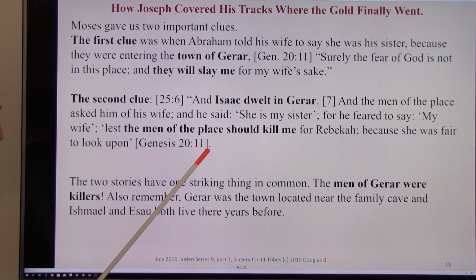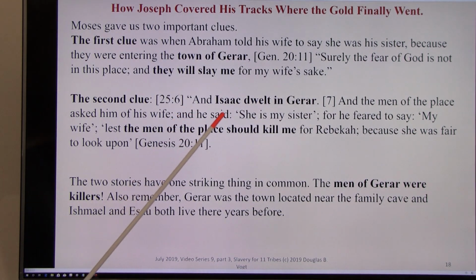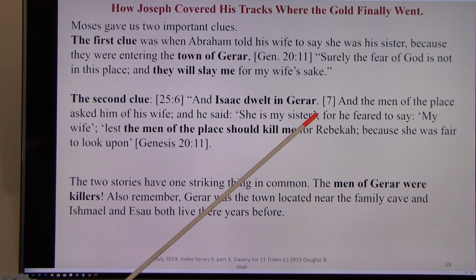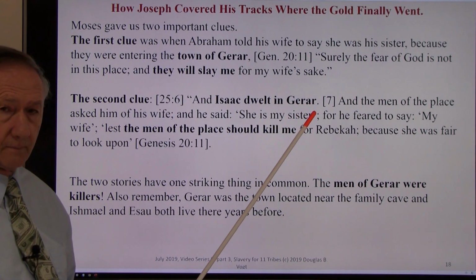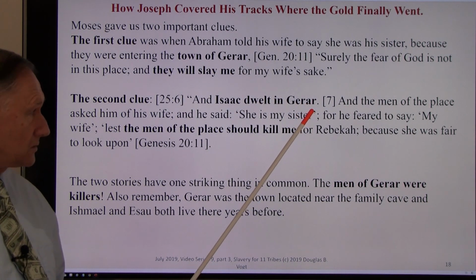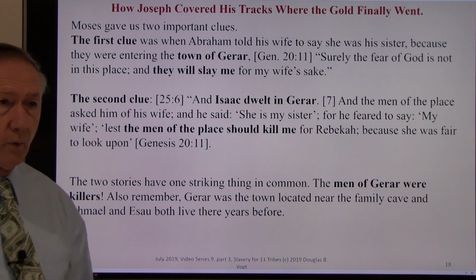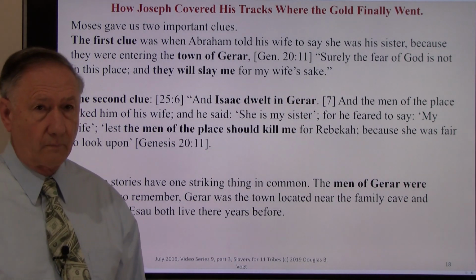Second clue that Moses gives us, and Isaac dwelt in Gerar. Now, also in Gerar was Esau and Ishmael and their descendants. Ishmael's descendant, Esau. Esau was the brother of Jacob, so it's Joseph's uncle.